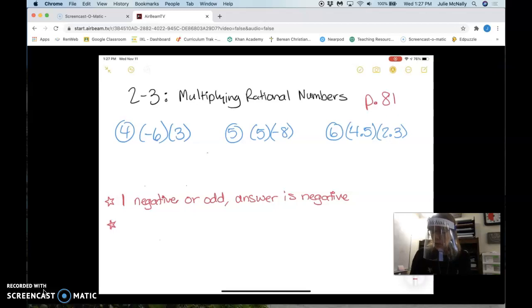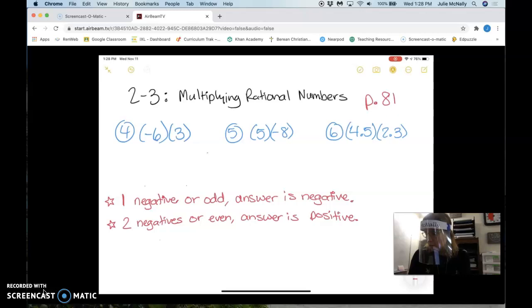And then the second rule is if you have two negatives or an even number, the answer is what? Positive. Yes, positive. Good. Okay? So those are the rules we're going to use today to help us with these problems. So let's go ahead and do the first few examples.